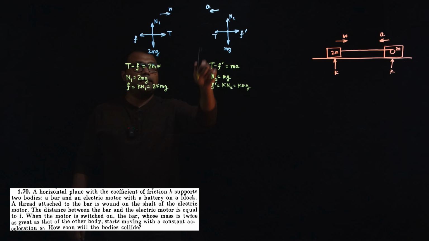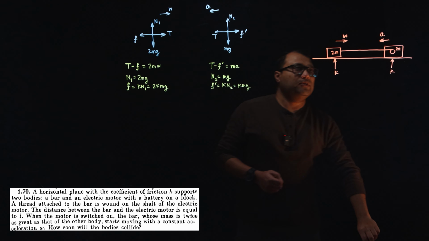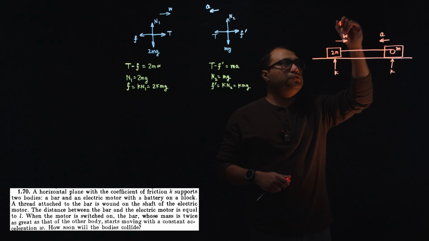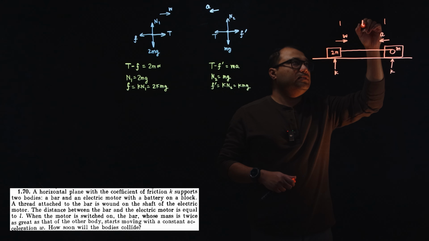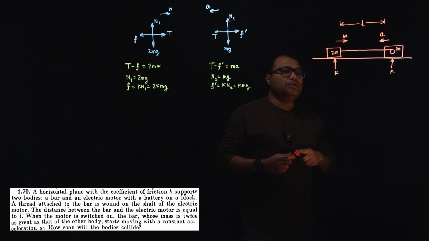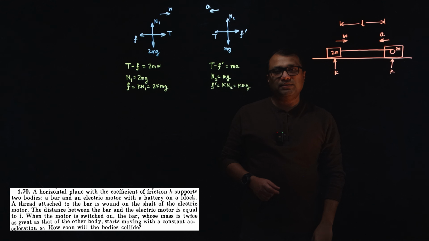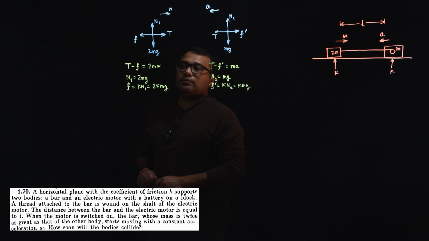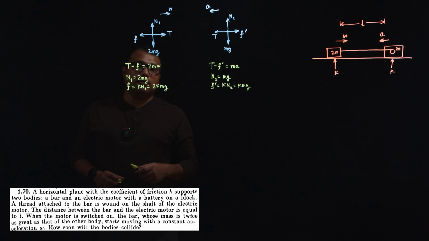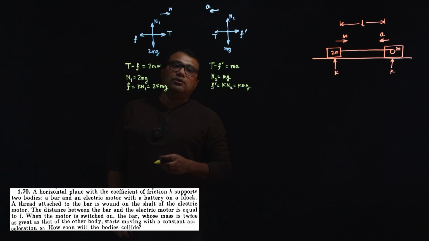Now my goal is to find this acceleration, because the combined effect of these two accelerations will tell me how quickly these two masses come together. It was also given in the problem that these two initially are at a distance L, and the question is to find out how soon, what's the time it will take for these two masses to collide. So let's find A. Everything here is known except for tension.